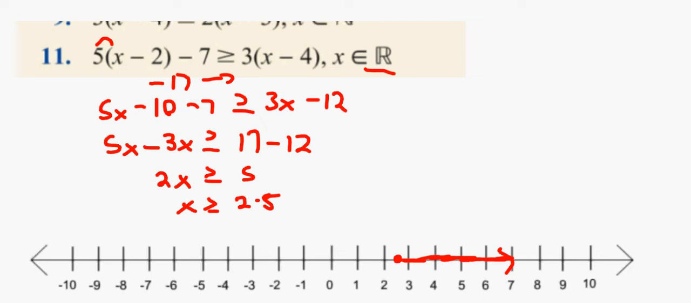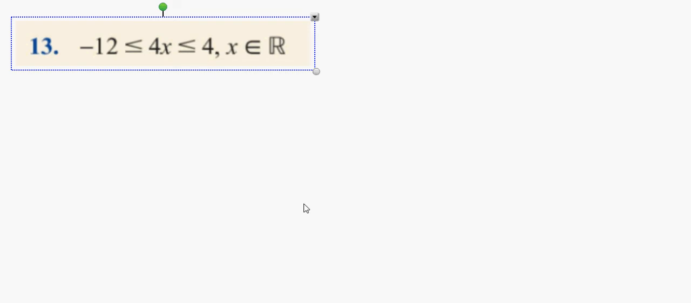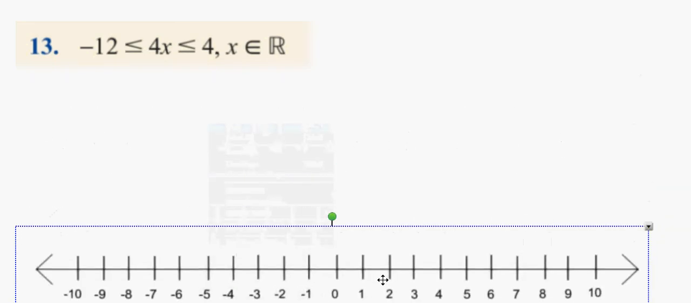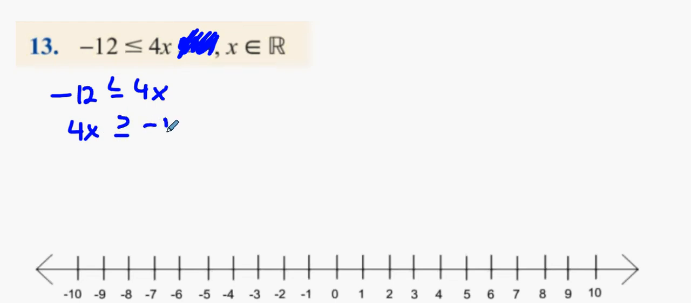Okay, guys. Now moving on to 13. And what we said about 13 is that it has to split. What we said earlier about the split is that you simply cover one of them up at a time. So for the first part, I pretend that this doesn't exist. It's gone. So minus 12 less than or equal to 4x. I'm going to do a switch. 4x greater than or equal to minus 12, yeah. X greater than or equal to minus 3.